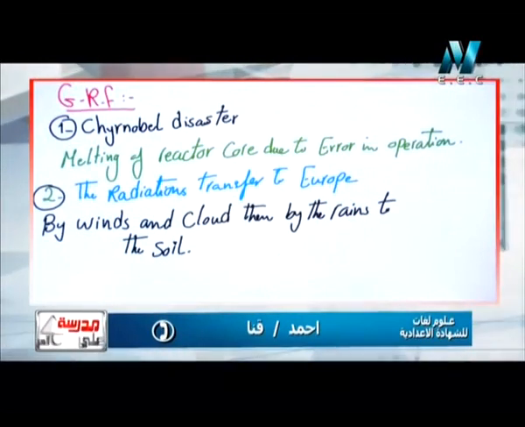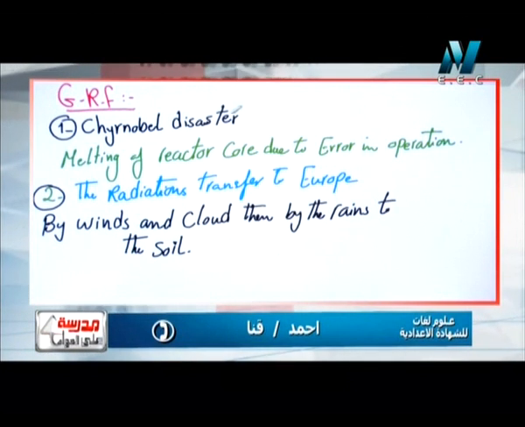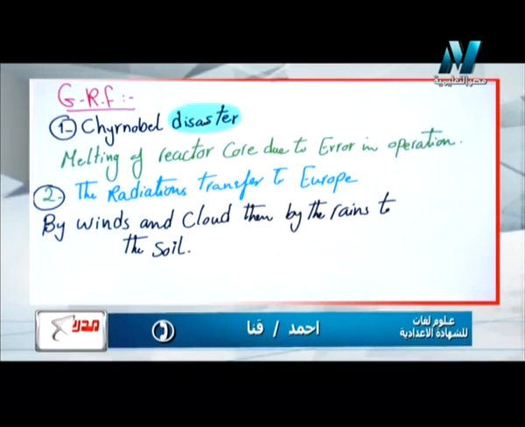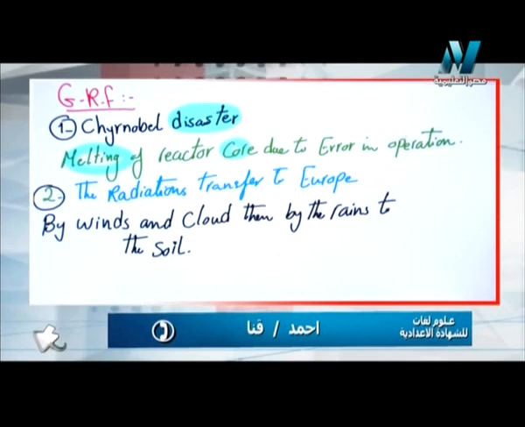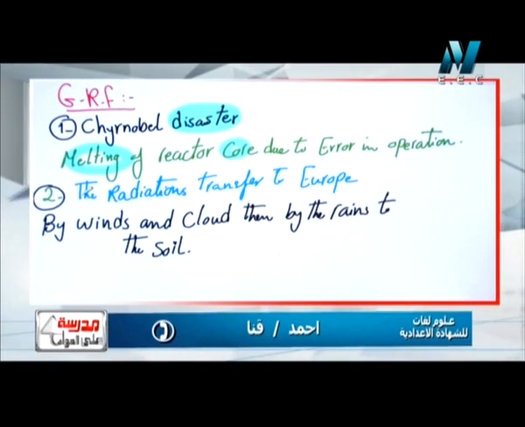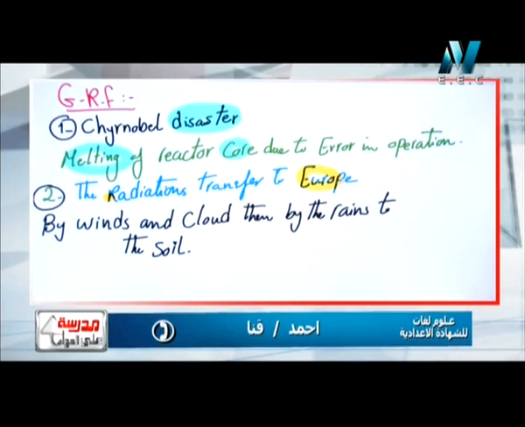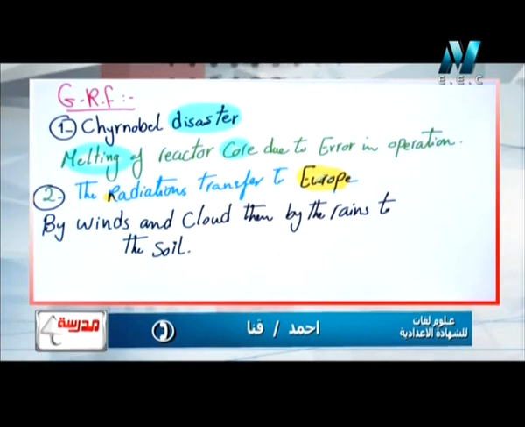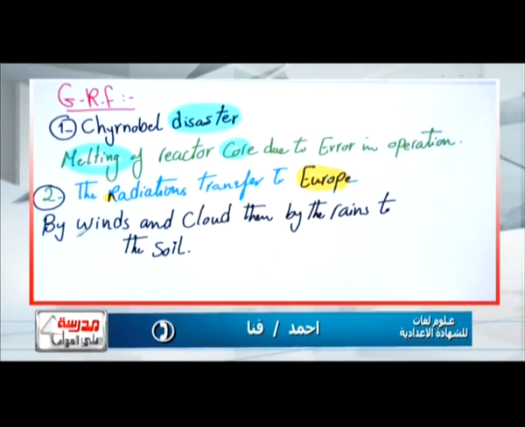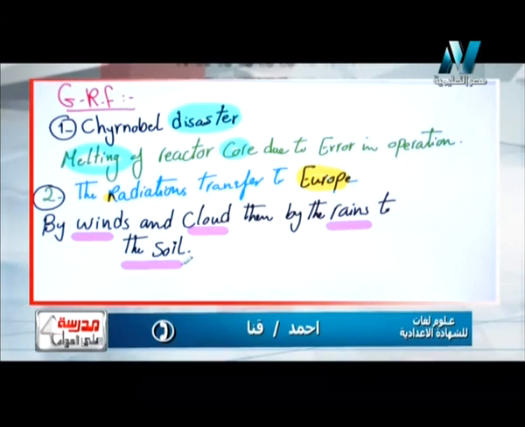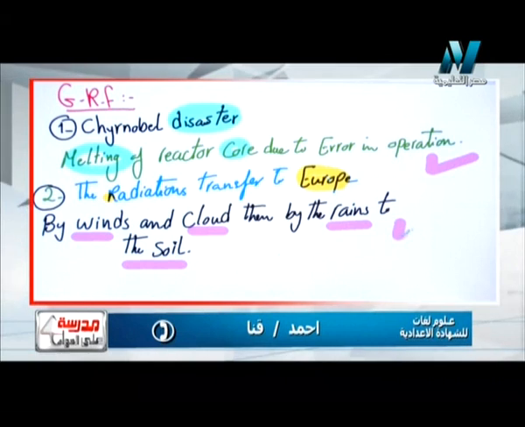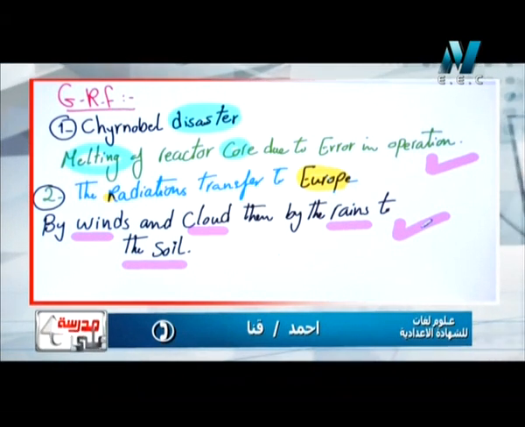بص يا احمد، لو تبص على المونيتور قدامك، على الشاشه قدامك، بص each one of them you put two answers in one question. Here, if you talk about Chernobyl disaster, we should answer according to melting of reactor core due to error in operation. But if you have another question, radiation transfer to Europe and found in the food products, we have to answer by wind and cloud, then by rains to the soil. So you have two answers here, and not one answer in two answers in one question.